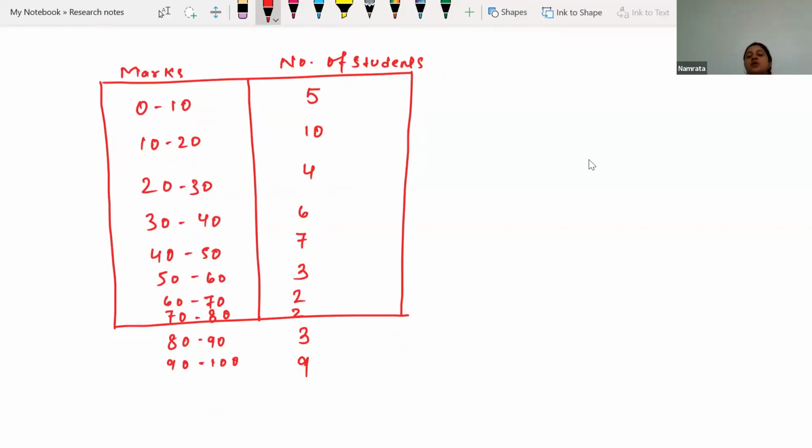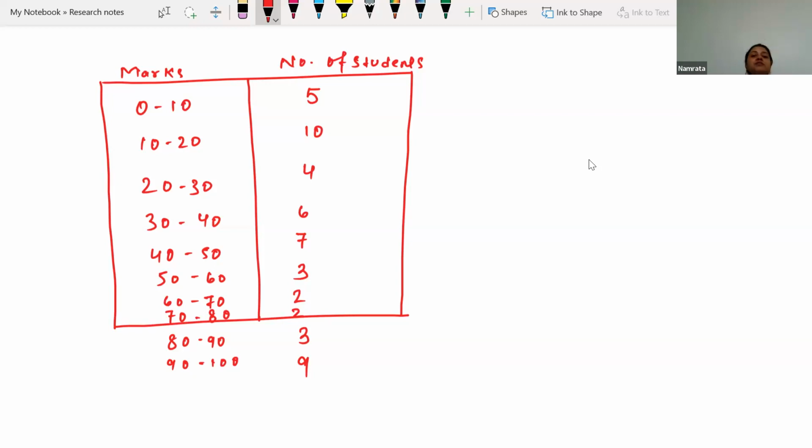There are two ways to draw the frequency polygon. First, we can take the help of a histogram and plot the frequency polygon. The next approach is to plot the frequency polygon directly. First, let's see how to take the help of a histogram. As we already know how to plot a histogram, first we have to check whether it is continuous grouped data or not. So as we can see, 0 to 10, then 10 to 20, 20 to 30, 30 to 40, yes, it's continuous grouped data.